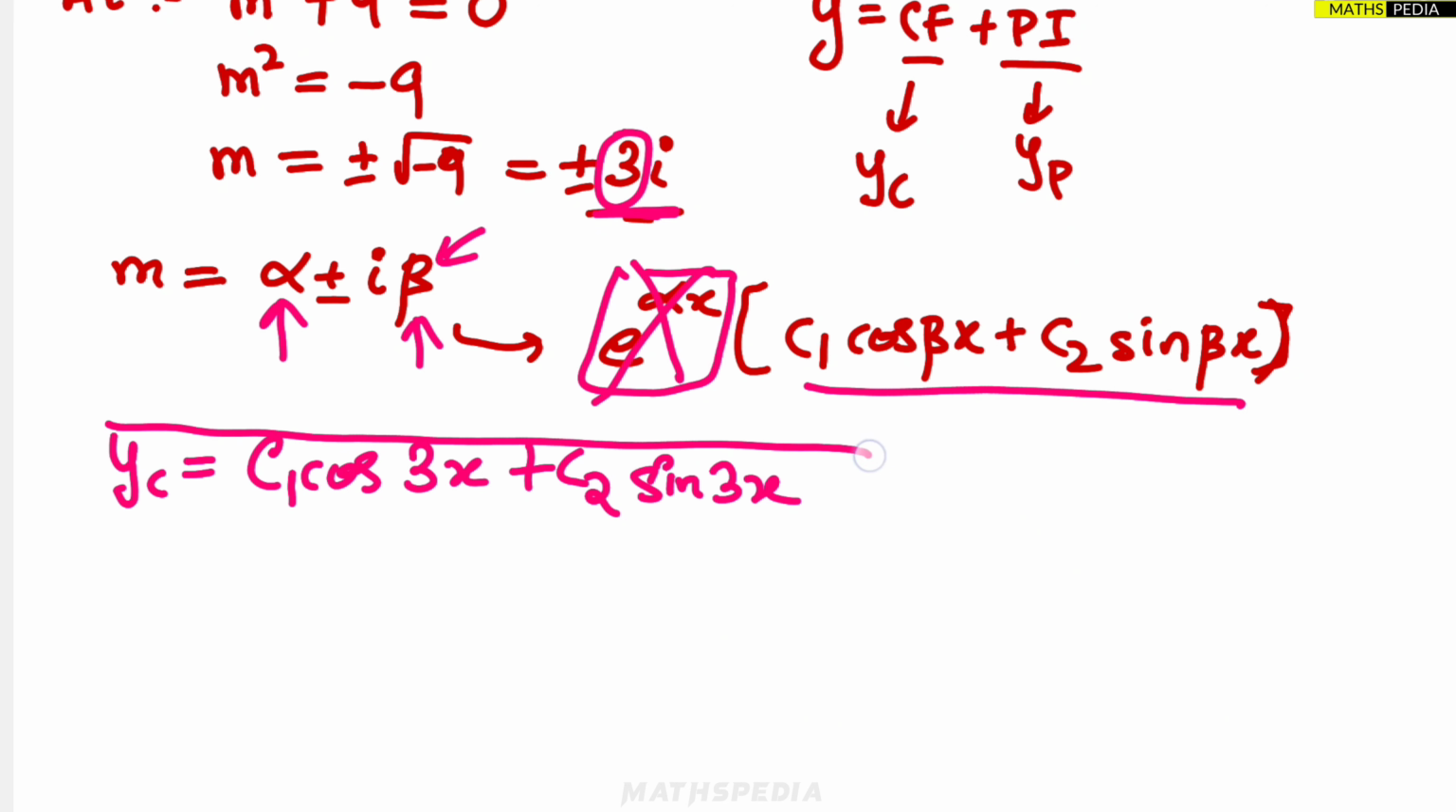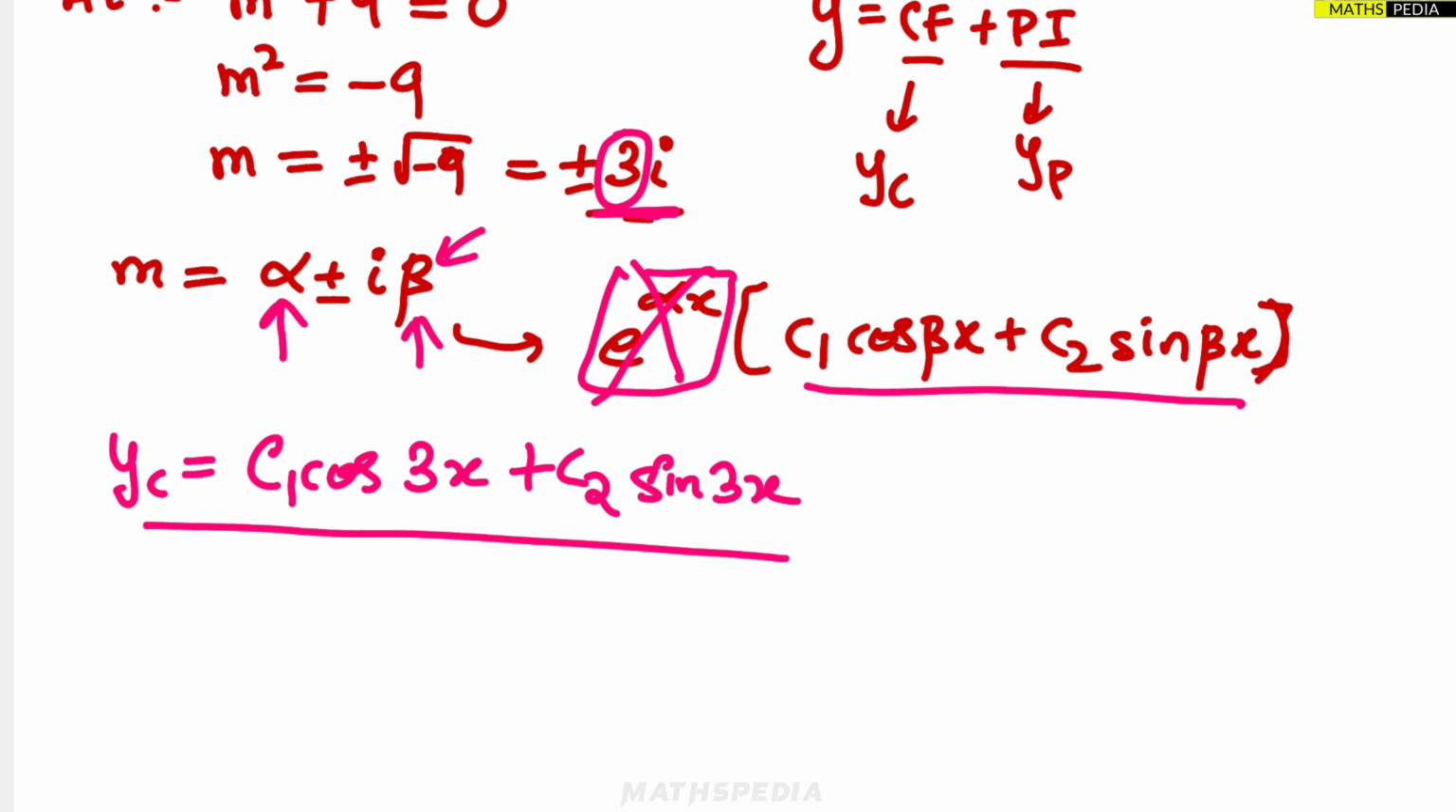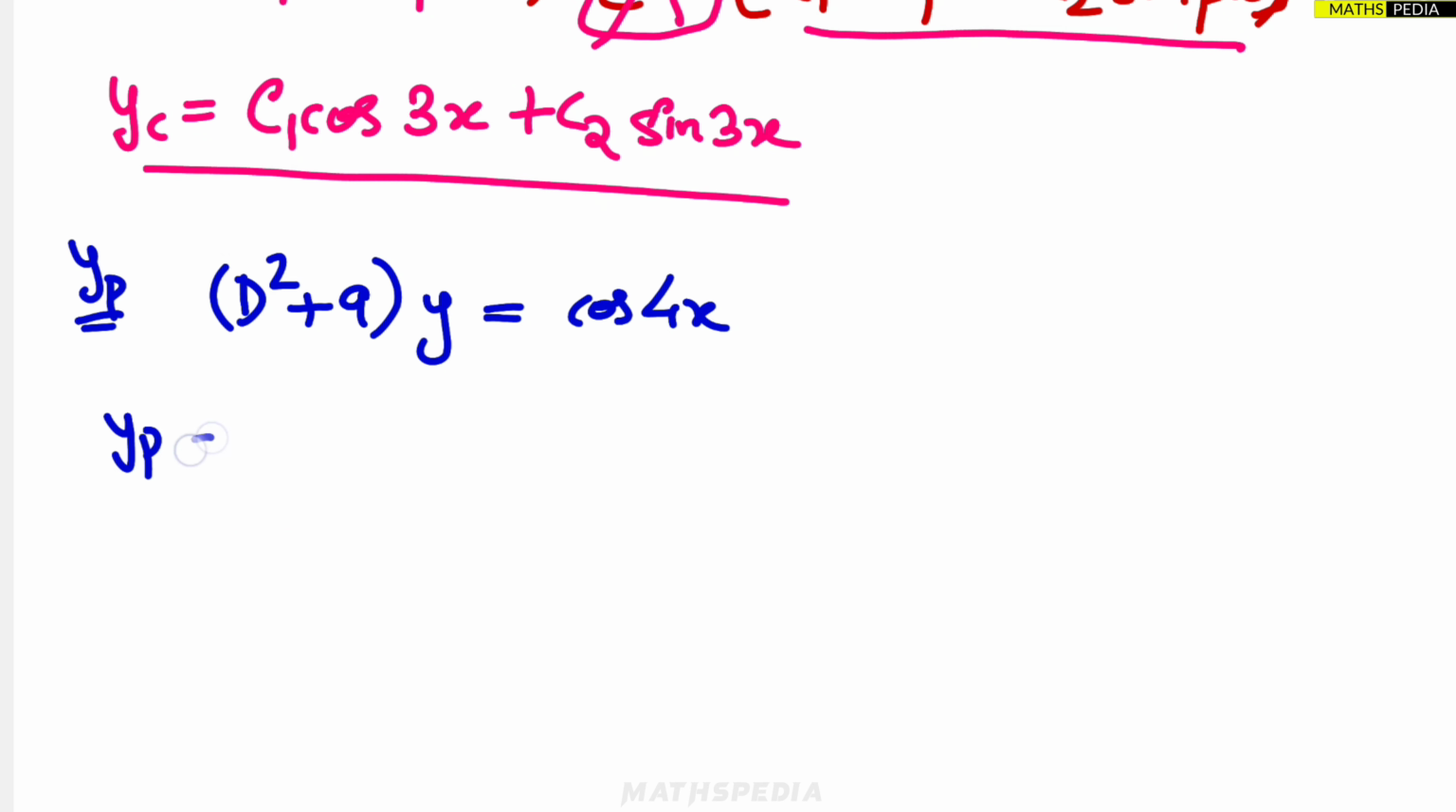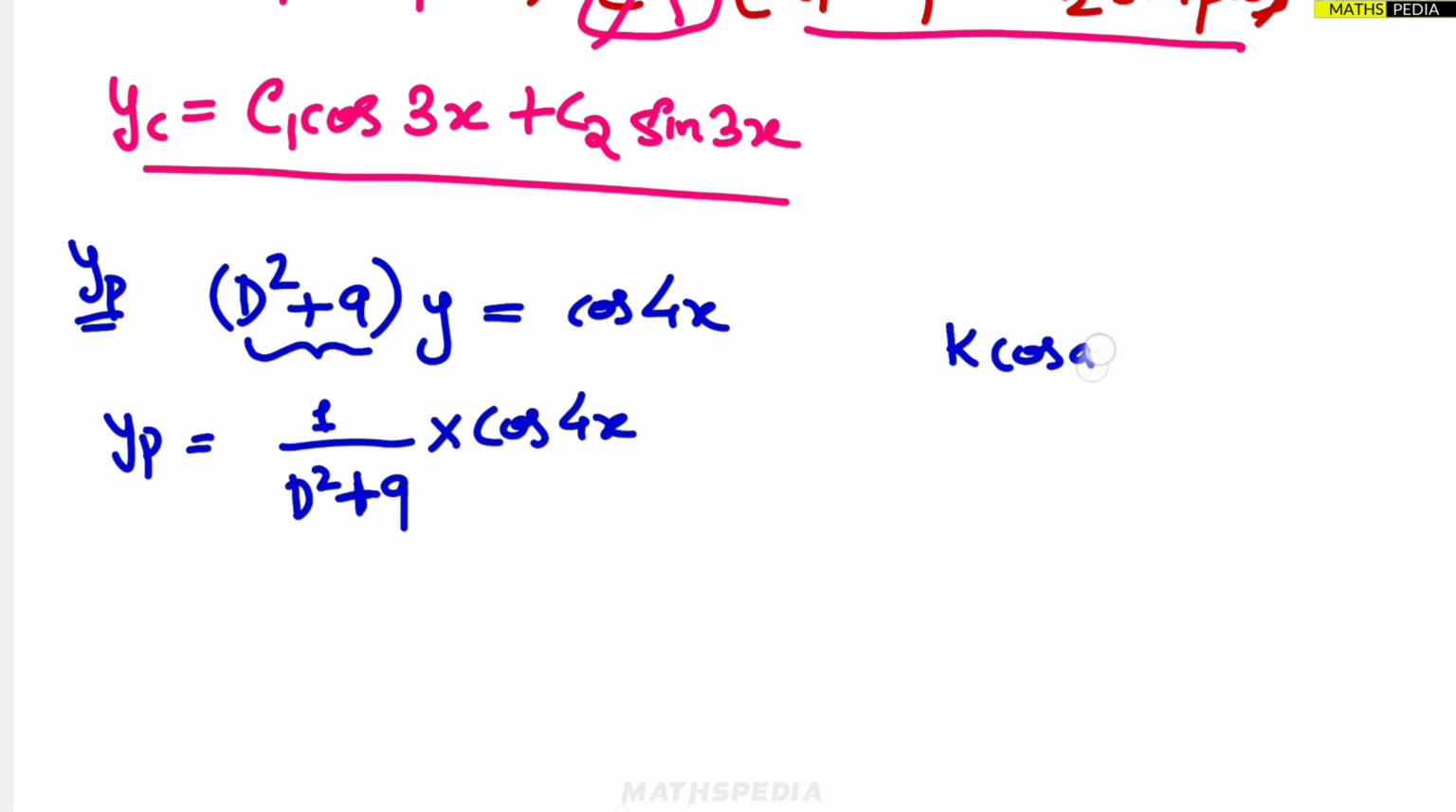After getting the value of YC, what are we going to do? We are going for the next thing, YP or the particular integral. YP will be 1 divided by whatever function is there inside the bracket, D square plus 9, after taking out y common. That you have to write in the denominator, into the RHS part, cos ax. That means cos 4x, whatever is there, you have to copy paste. The basic idea here, whenever you get this type of problem, is that, suppose k cos x is the problem.